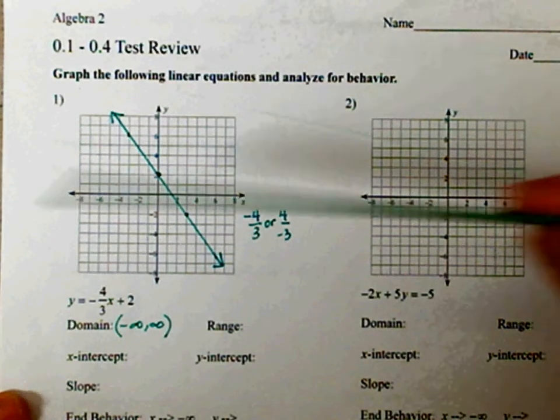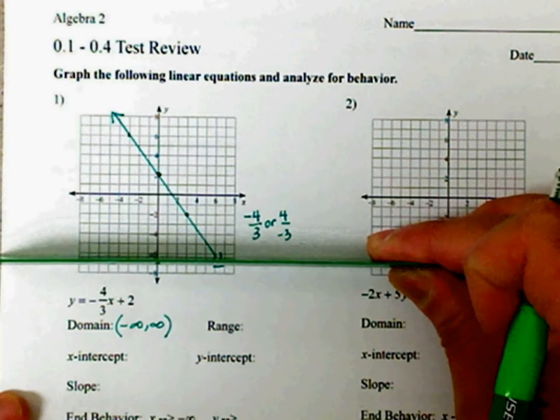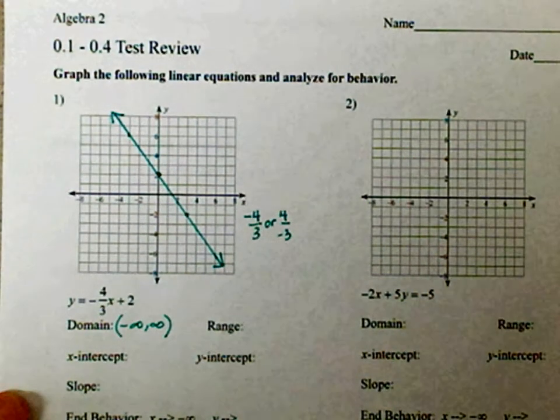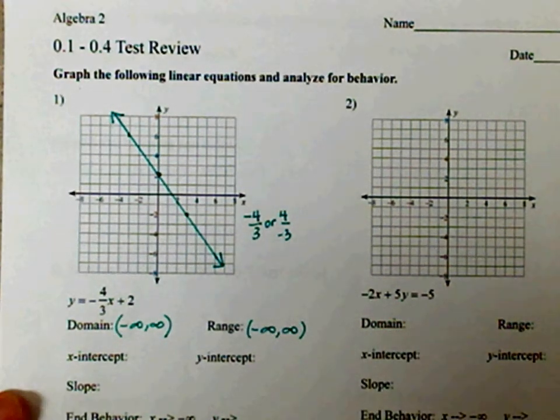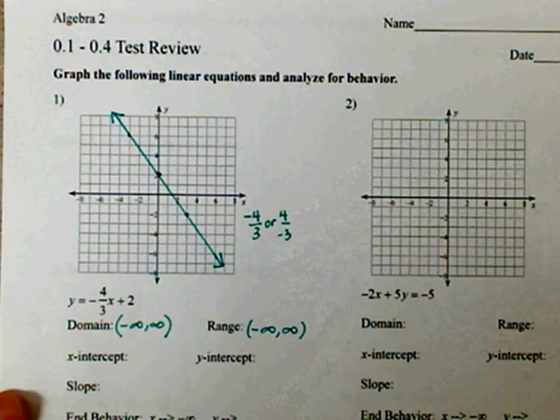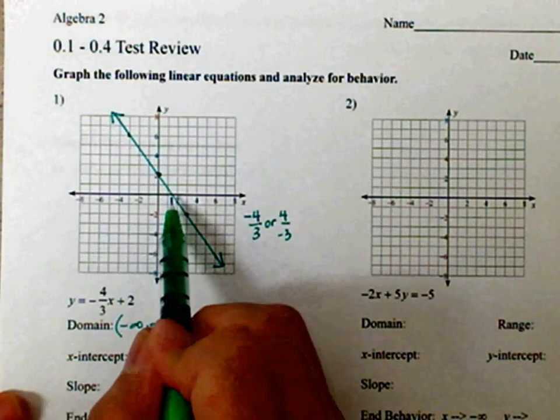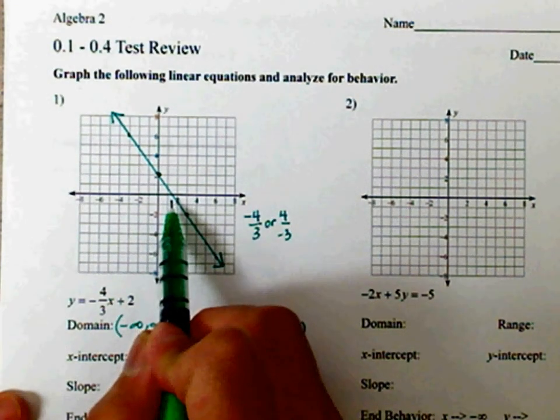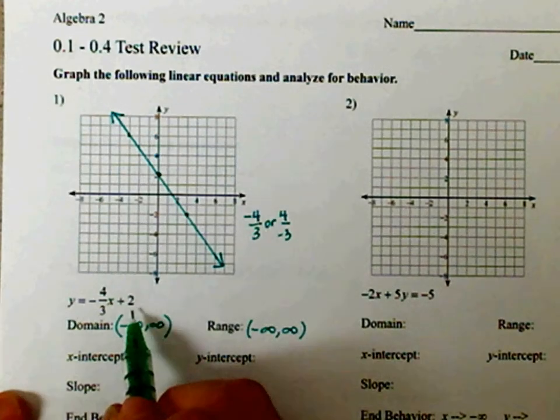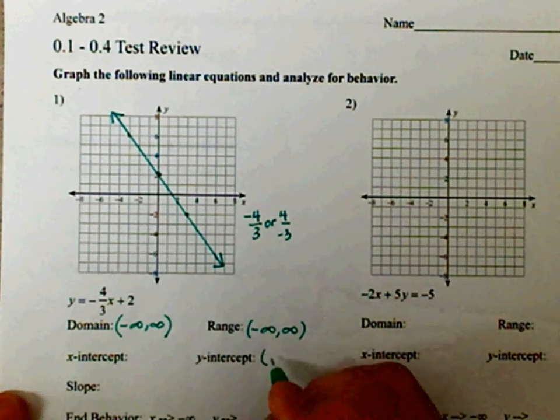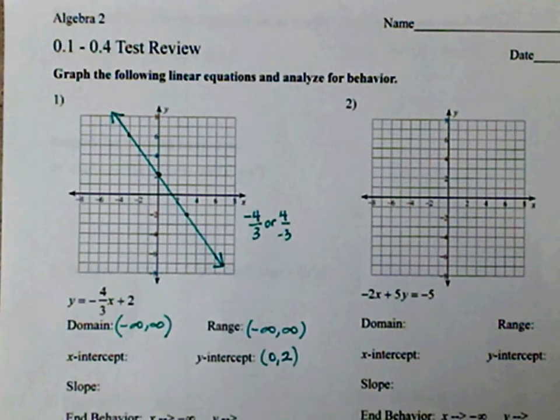Your range is floor to ceiling. Start at negative infinity, low to high. The highest you're going to go is to positive infinity. And we use parentheses because there's not a stopping point. Your x-intercept, where you cross the x-axis, as you can see, it's between 1 and 2, so we'll come back to that. Y-intercept is always your constant right here, so your y-intercept is 0, 2. Okay? Please write it as a location.